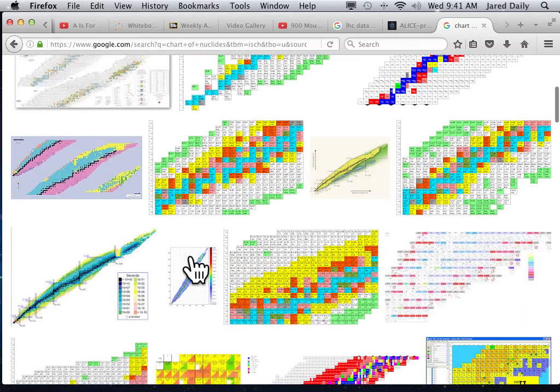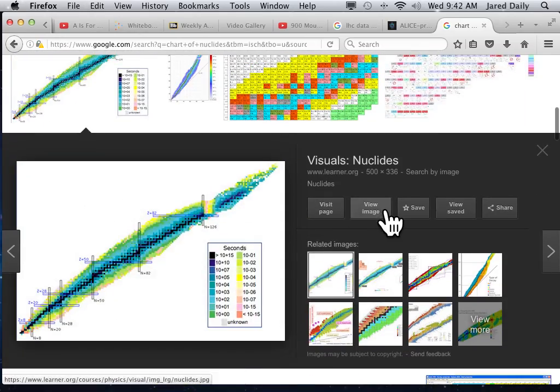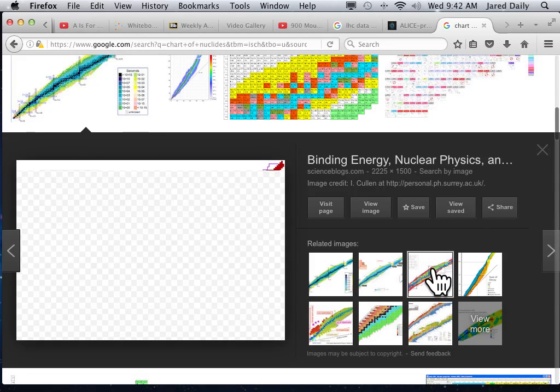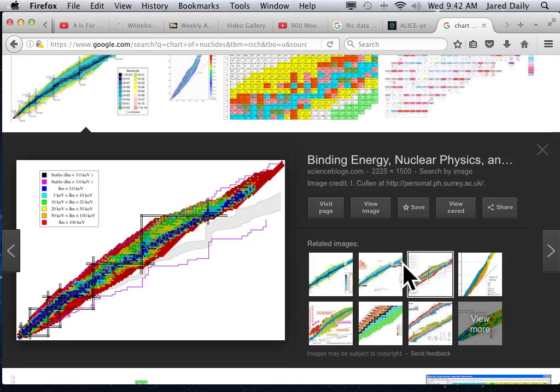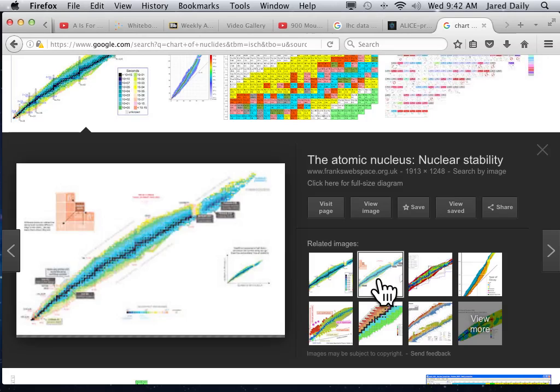So here's a good one. I like this one. It's not big enough. Need a bigger one. There's a nice one, except I want to see one that has times on it. That's a nice big one. Okay, let's do that one. So let's view this image.